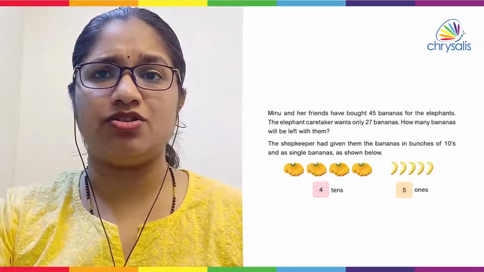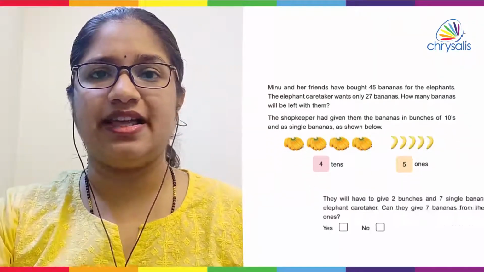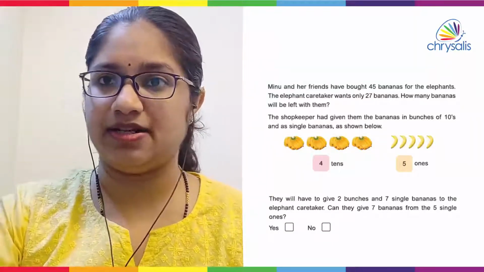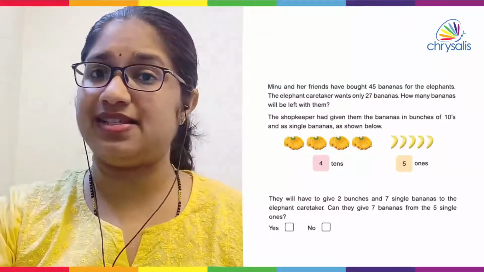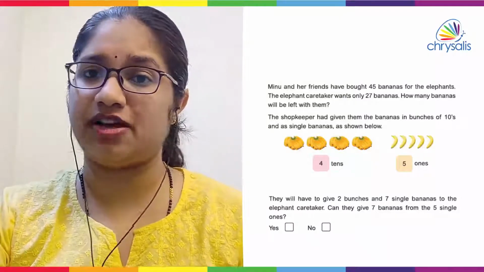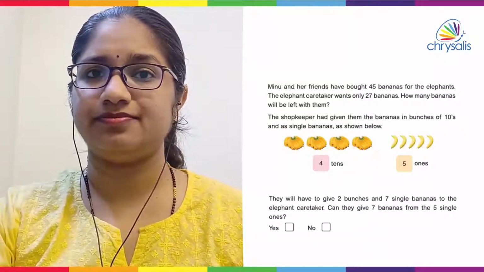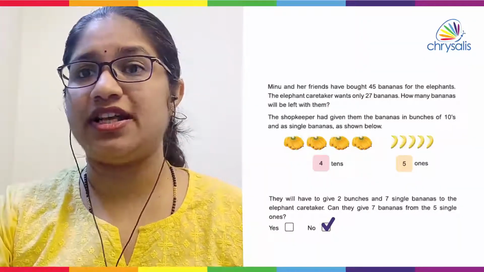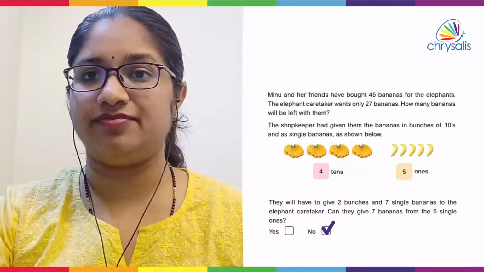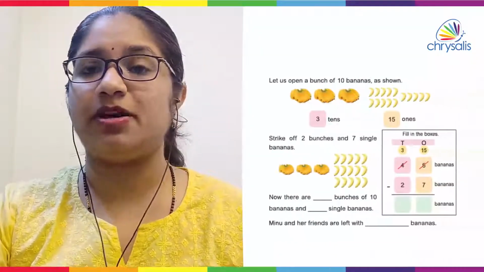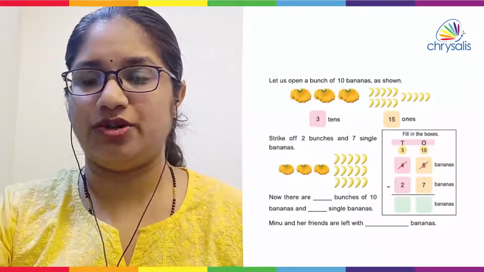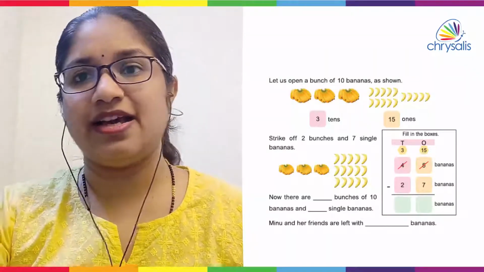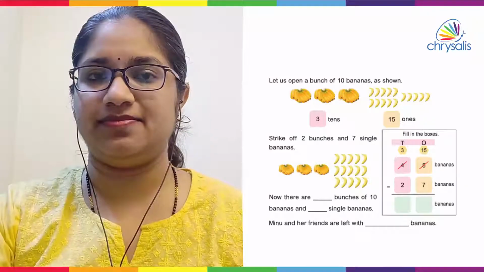Since the caretaker wants only 27 bananas, they will have to give 2 bunches of 10 bananas and 7 single bananas. Now, can they give 7 single bananas from the 5 single ones? No, because 5 is less than 7 and we cannot take away 7 from 5. So let us open a bunch of 10 bananas as shown. So now we have 3 bunches of 10 bananas and 15 single bananas.